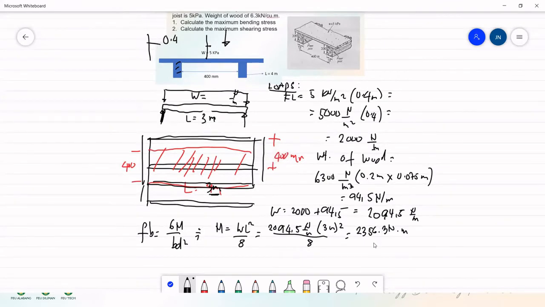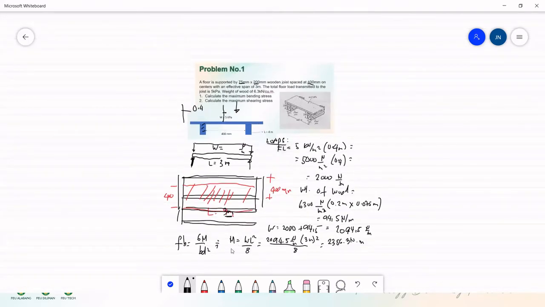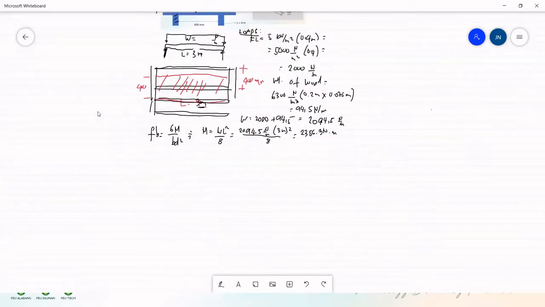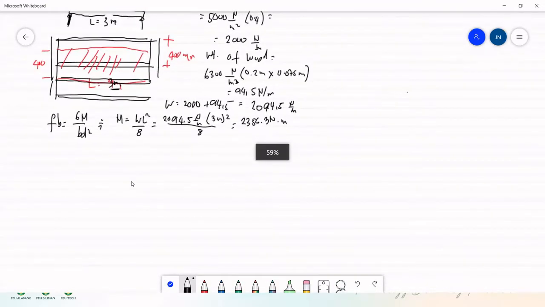Ang unang tanong, calculate the maximum bending stress. Take note sa mga simply supported beam, itong WL squared over 8, itong moment na to, this is moment at the midspan. Okay? Pagka moment at the midspan, that would be the maximum. Okay, good. So therefore, we can now compute our stress.